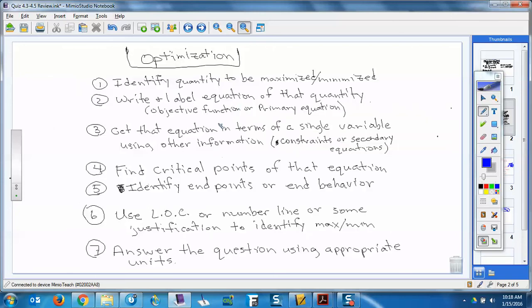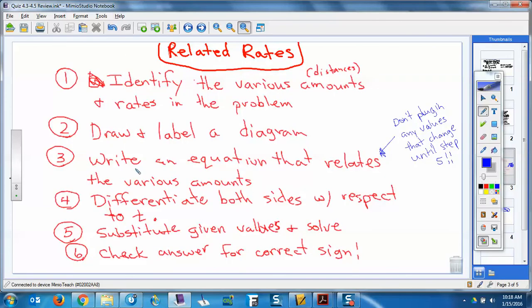Probably going to be at least a couple of max-min kind of problems, right? Probably going to be at least a couple of related rate kind of problems, right? So it could be as few as 5 problems, right? But each one's worth 6 points, maybe, something like that.